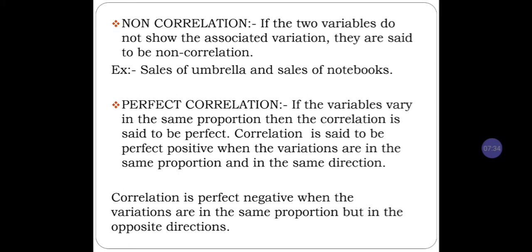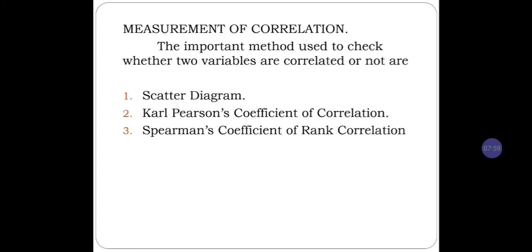A correlation is negative when the variables are in the same proportion but in the opposite direction. See here, in the positive the proportion is the same and the direction is the same. That is said to be positive. In negative, the variables are in the opposite direction, which is called a negative correlation.